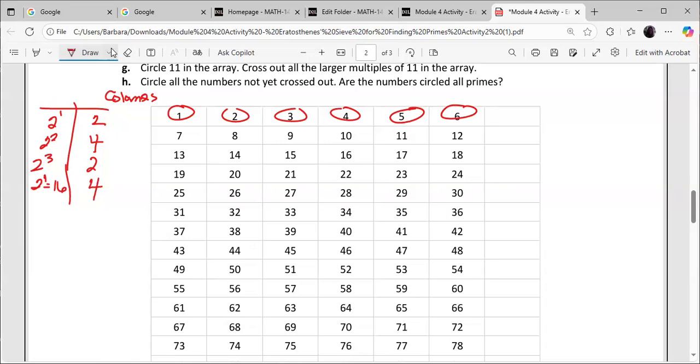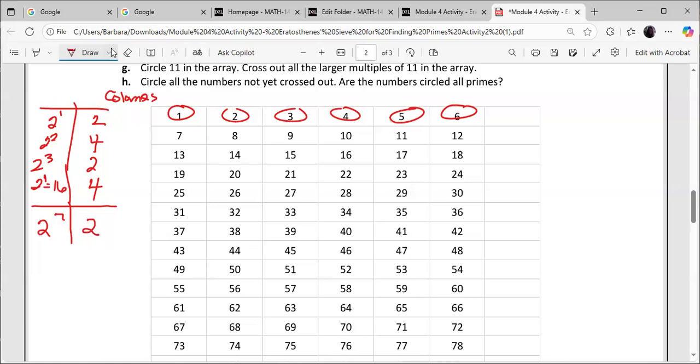So what do you think 2 to the 7th would be in? Let's skip a few. If you're looking at a pattern, it's going to be in the second, because it goes 2, 4, 2, 4, 2, 4.